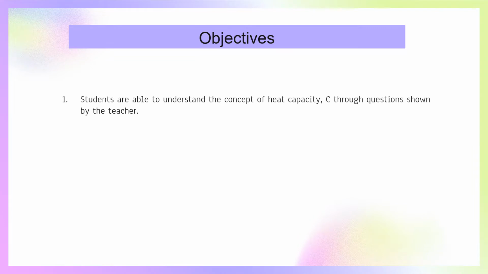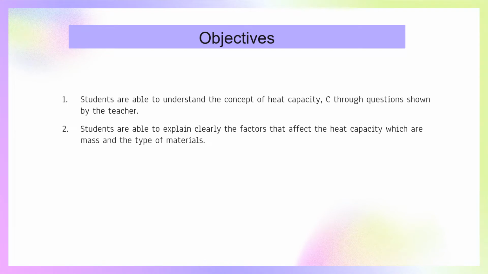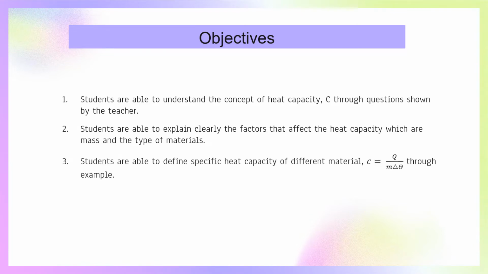The first objective is that at the end of the lesson, you are able to understand the concept of heat capacity through questions shown by the teacher. The second one is you are able to explain clearly the factors that affect the heat capacity, which are the mass and the type of materials. And the last objective is you are able to define specific heat capacity of different material through example.